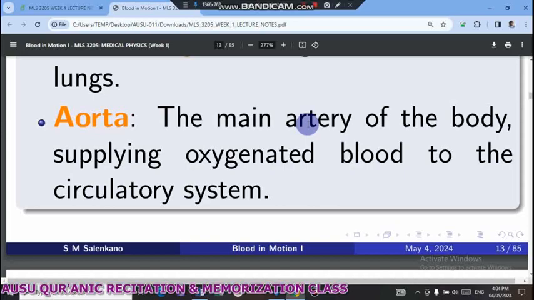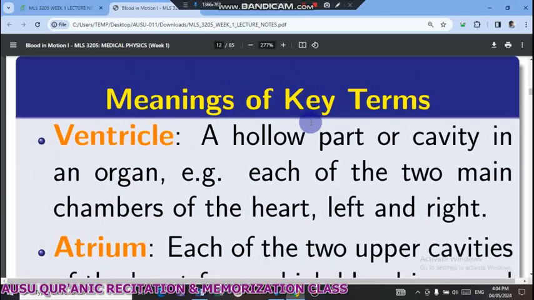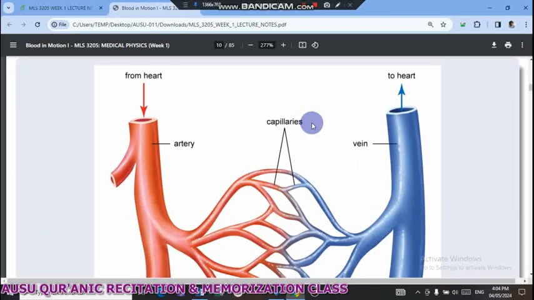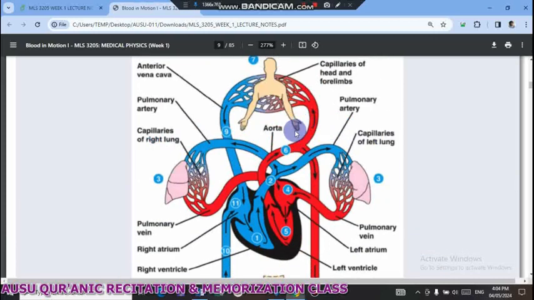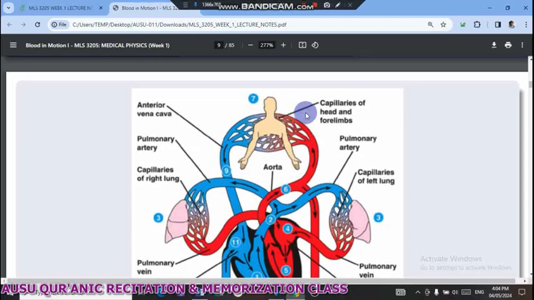Now, if we go back to the diagram, you see pulmonary artery, and this is also pulmonary artery. So it's an exception here. It's the only artery that carries deoxygenated blood. We said arteries carry oxygenated blood, but look at pulmonary artery. It carries deoxygenated blood. So this is an exception.